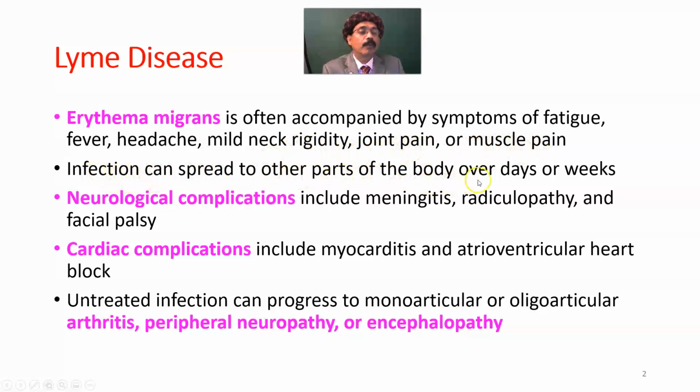Infection can spread to other parts of the body over days or weeks. Neurological complications include meningitis, which is inflammation of the meninges: dura mater, arachnoid mater, and pia mater. Radiculopathy is pathology along the spinal nerve roots. Facial palsy is paralysis of the seventh cranial nerve. Cardiac complications include myocarditis and atrioventricular heart block. Untreated infection progresses to monoarticular or oligoarticular arthritis, peripheral neuropathy, or encephalopathy.